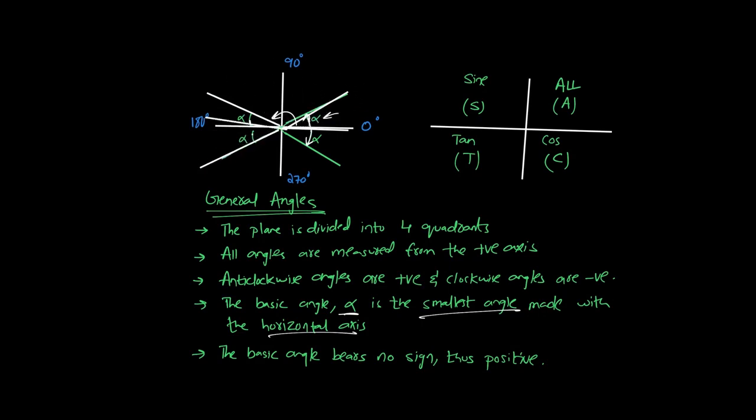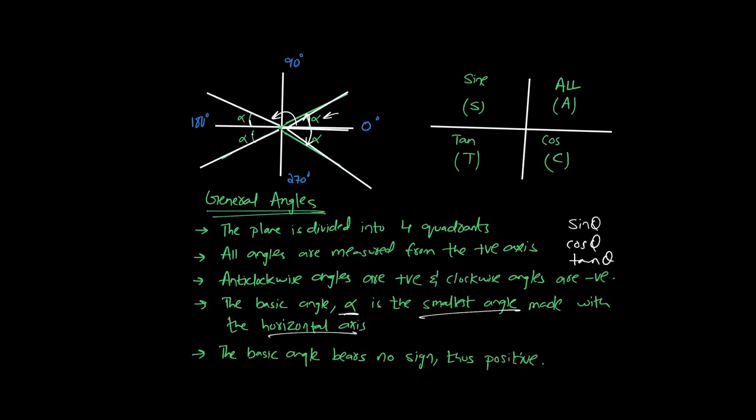Similarly, if my angle is in the fourth quadrant, the basic angle is alpha. The basic angle does not bear any sign, it's always positive. And just to recall, I'll explain in the next slide as well, but we have 3 trigonometric ratios: sine theta, cos theta and tan theta.